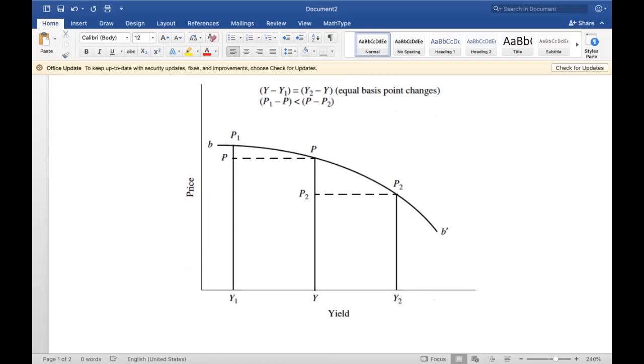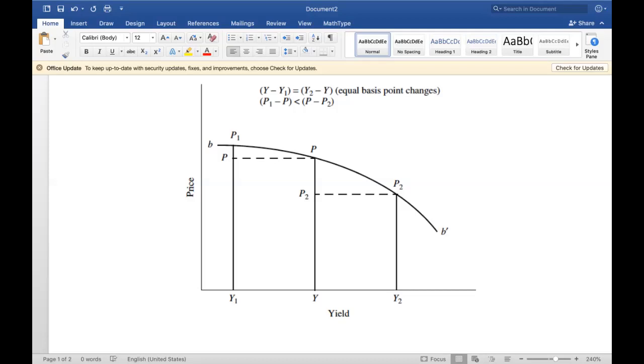This is the region where it's more likely that the issue will be called. Okay, so we know from our earlier discussion that for a large change in the yield, the price of an option-free bond increases by more than it decreases. Remember property number 4, that for a large change in the yield, the increase in prices is more than the decreases. However, this is not true for a callable bond. In fact, it is opposite.